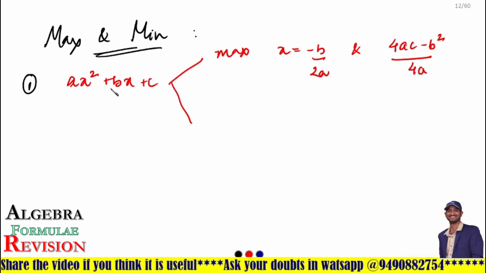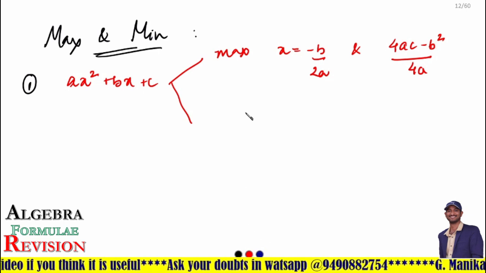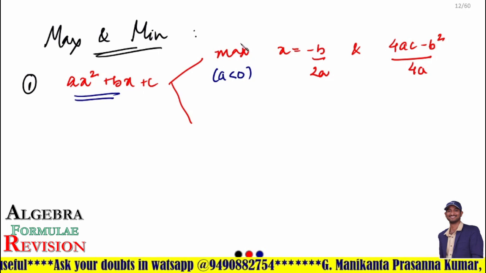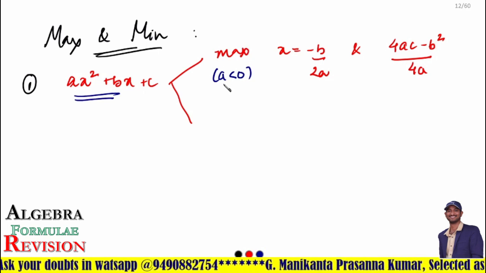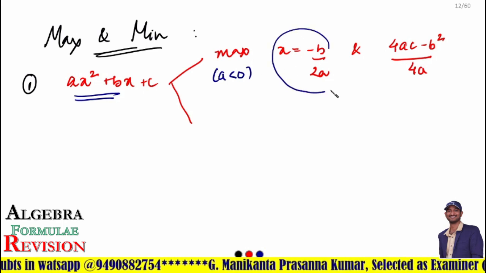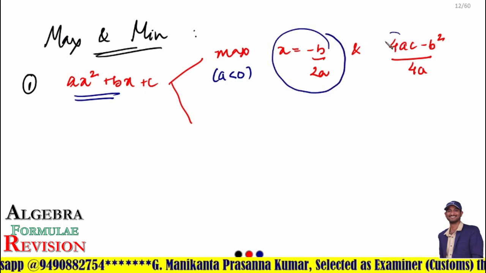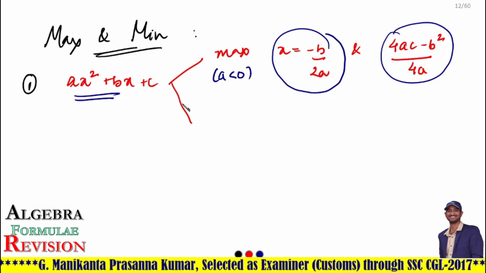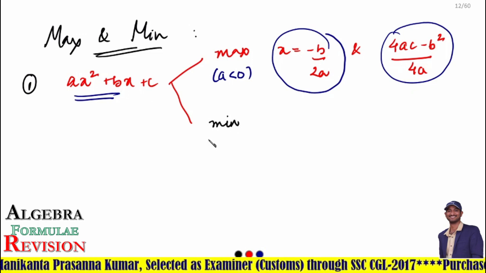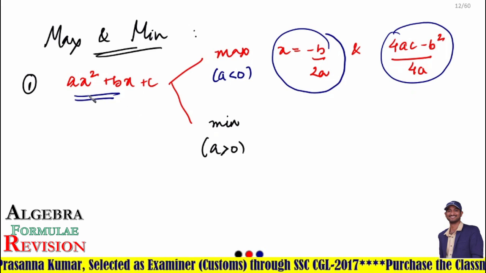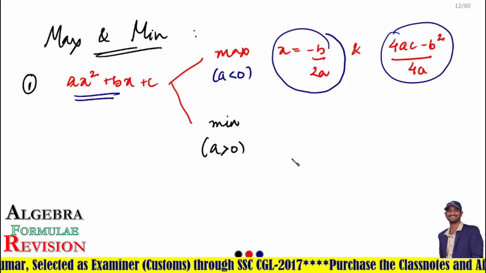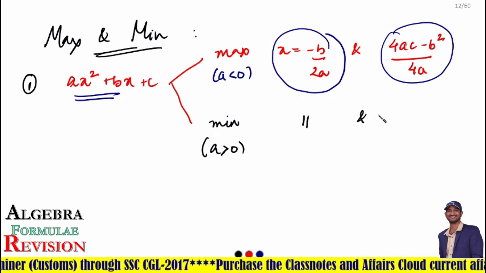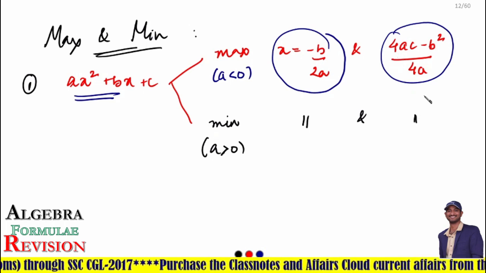But to have the maximum value, definitely a should be less than 0. This quadratic expression has a maximum value when a is less than 0, at x is equal to minus b by 2a, and the maximum value is 4ac minus b square by 4a. Similarly, this quadratic expression has a minimum value when a is greater than 0, that means the coefficient of x square is greater than 0, at the same x is equal to minus b by 2a, and the minimum value is 4ac minus b square by 4a.